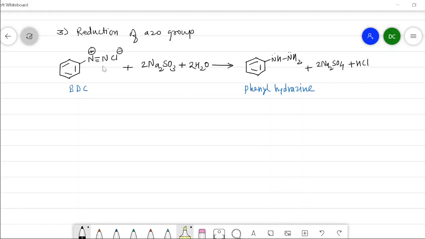In the reduction of the azo group, in benzene diazonium chloride, the azo group is converted into NHNH2 when it is treated with sodium sulfite and water. We get a phenylhydrazine. Here the N2Cl group is not removed, but is converted into the NHNH2 group, with the formation of sodium sulfate and HCl. This is called the reduction of the azo group.